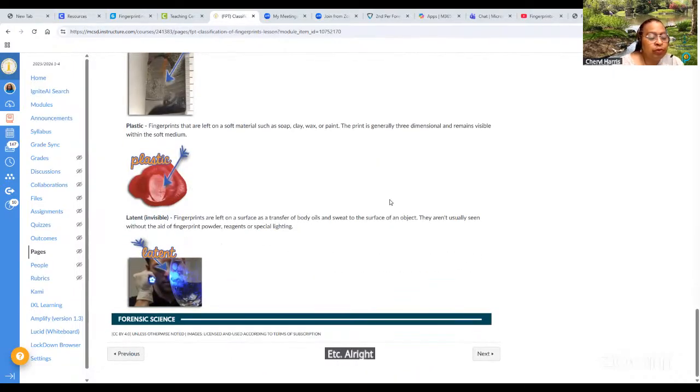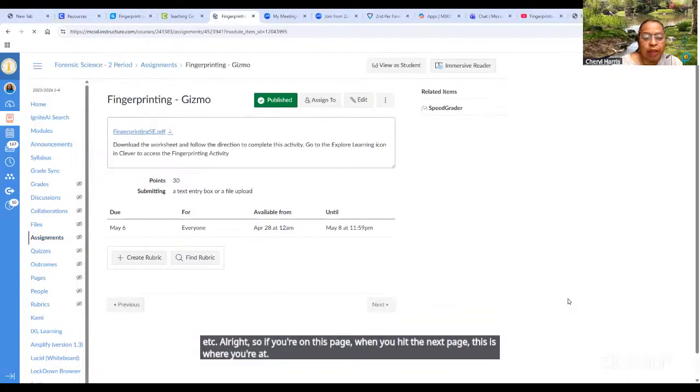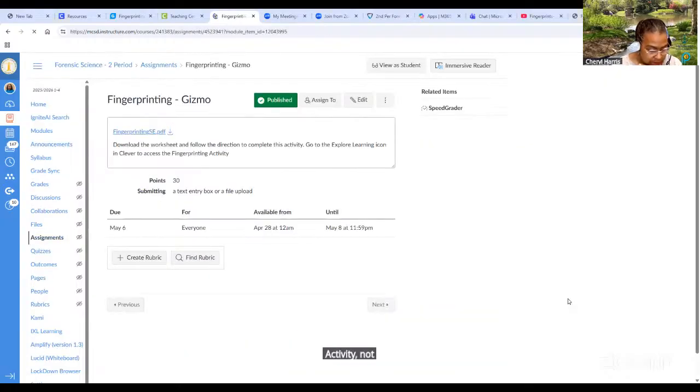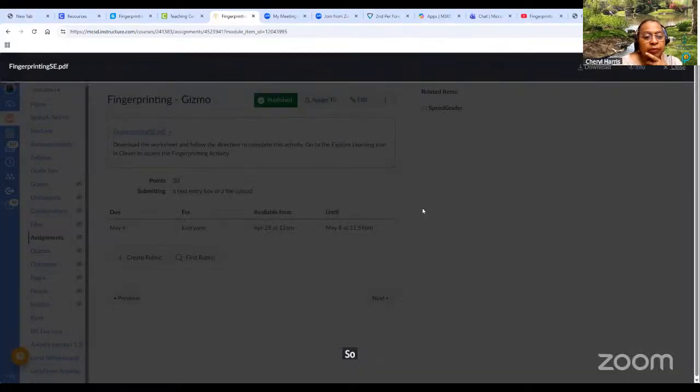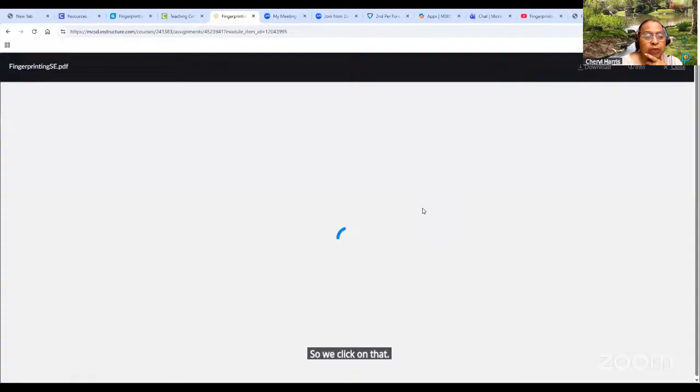All right, if you're on this page, when you hit the next page, this is where your activity, not your fingerprint, but the Gizmo activity is. So you click on that and you download the worksheet.